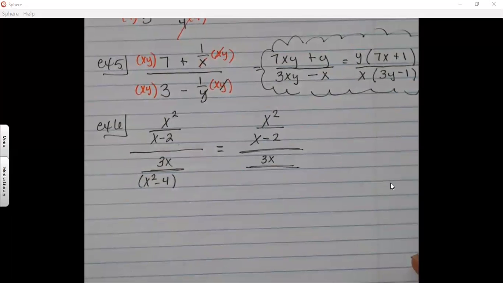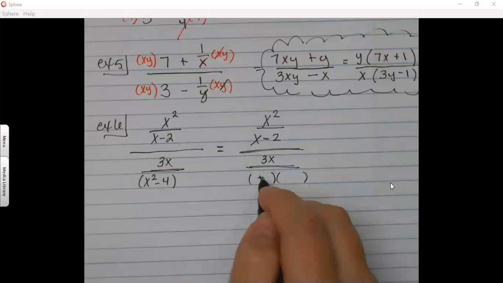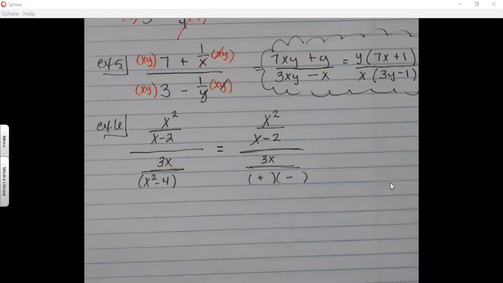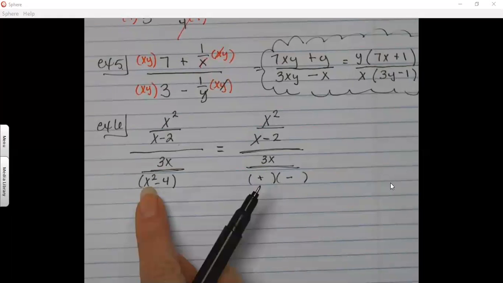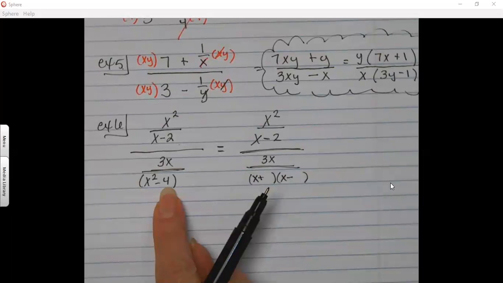Make 2 sets of parentheses. Put a plus in the middle of one set and a minus in the middle of the other. The first term of each set of parentheses is the square root of the first term. What is the square root of x squared? x. The second term in each set is the square root of the second term. Don't worry about the minus sign. Just what's the square root of 4? 2.